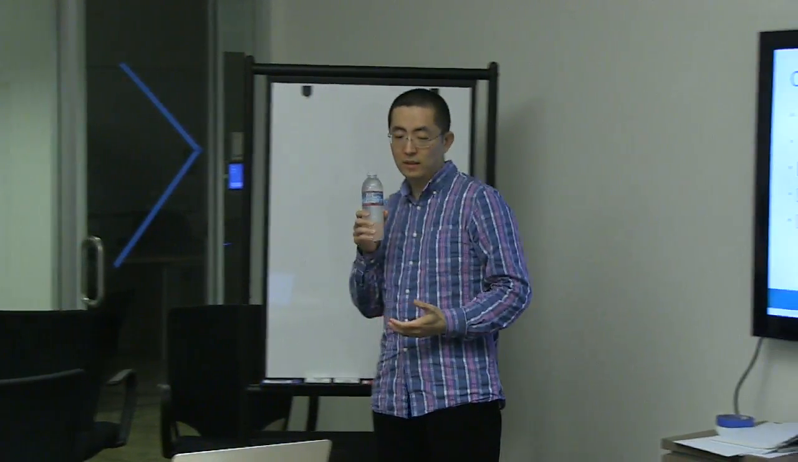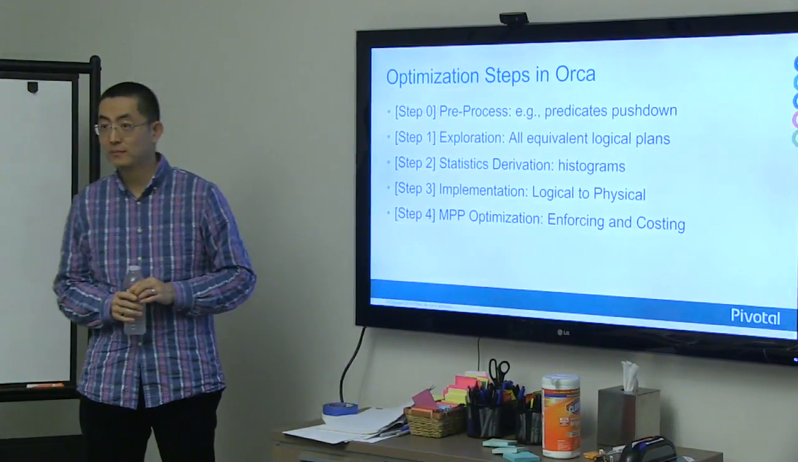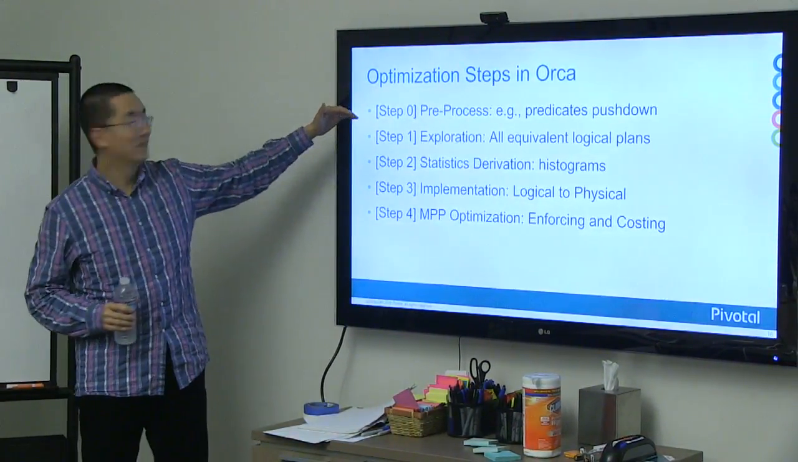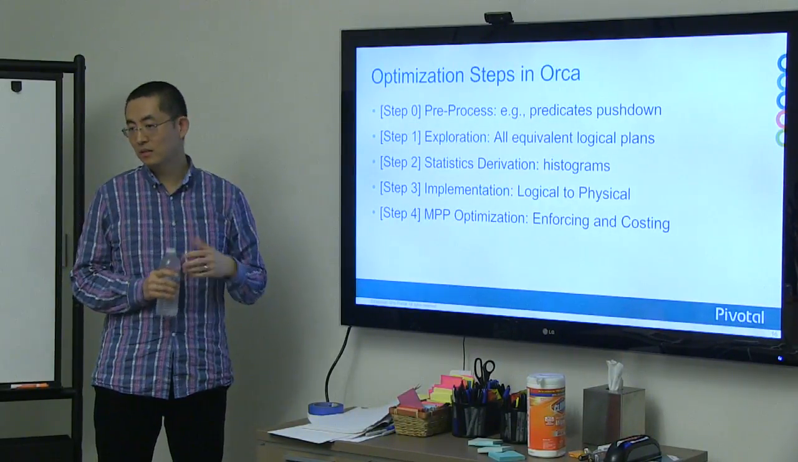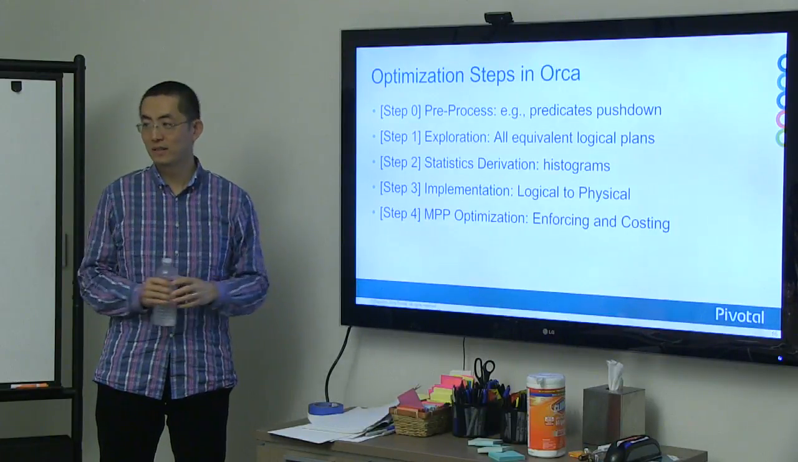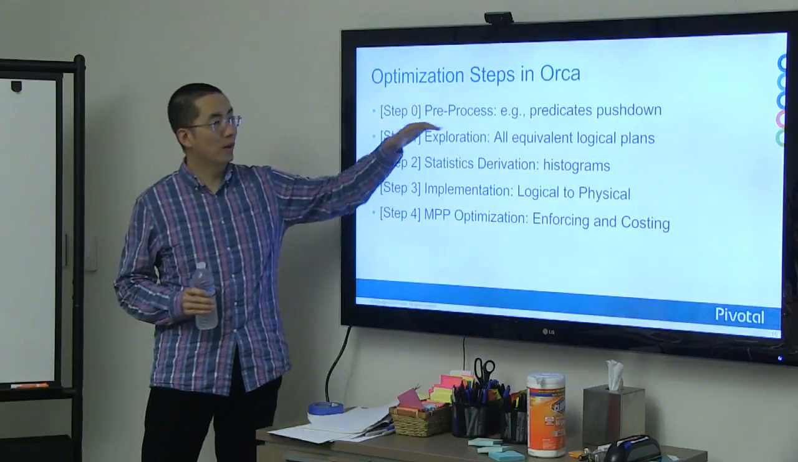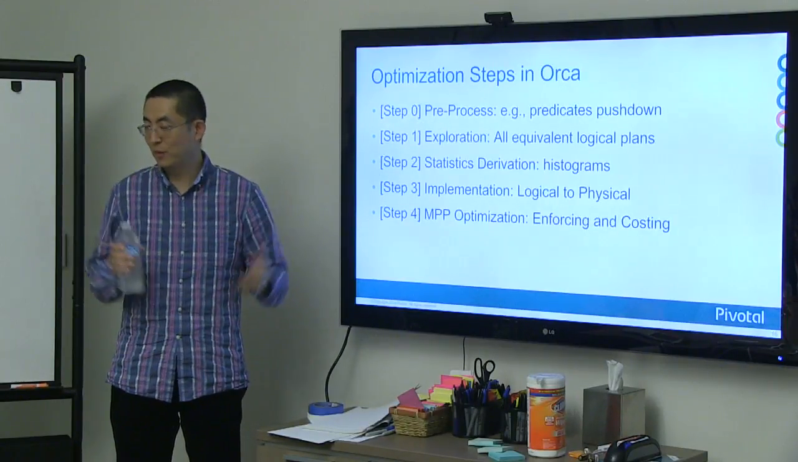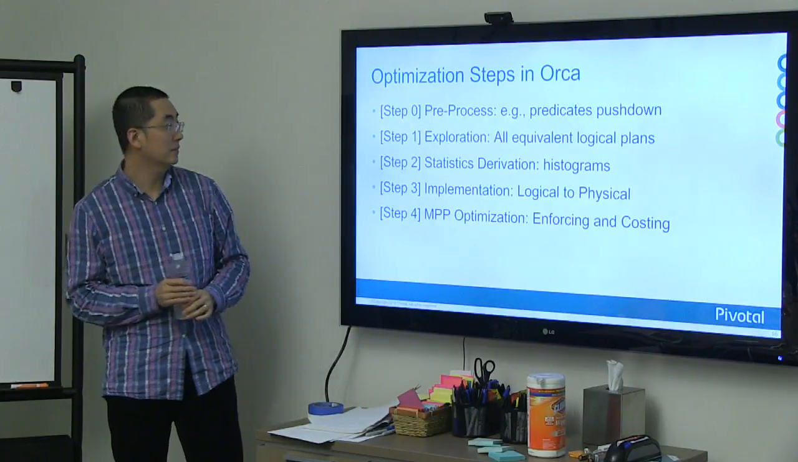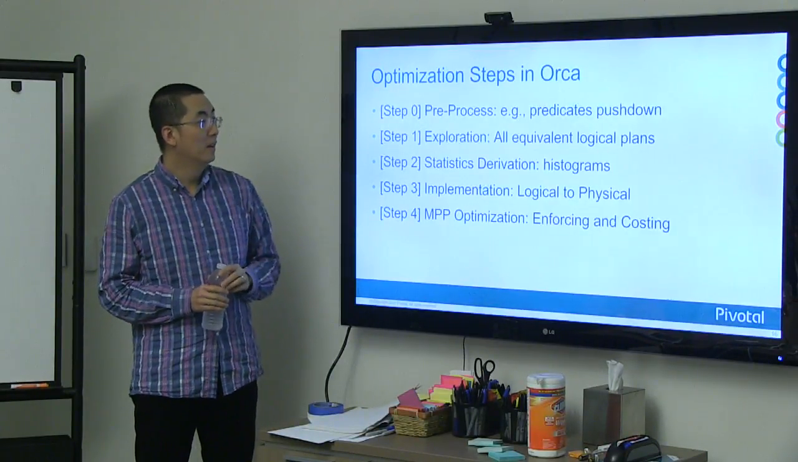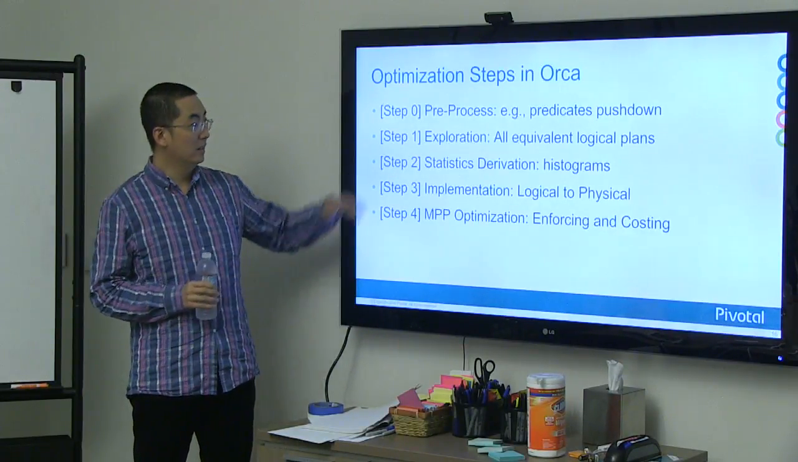In general, there are 5 steps for ORCA to optimize the query plan. We call step 0 pre-processing. Basically, at this moment, we are not creating more search space. It's still the same plan. We massage this plan into a form where we think, heuristically, it should always be better. For example, predicate pushdown happens in pre-processing. Second is step 1, where we start to explore all the logically equivalent query plans. That's dealing with the memo.